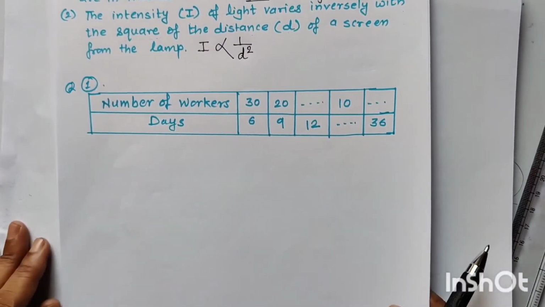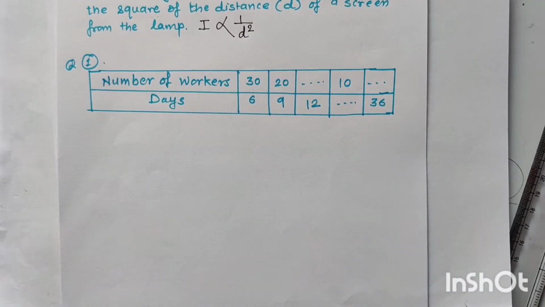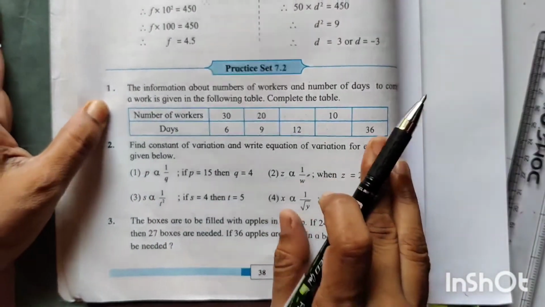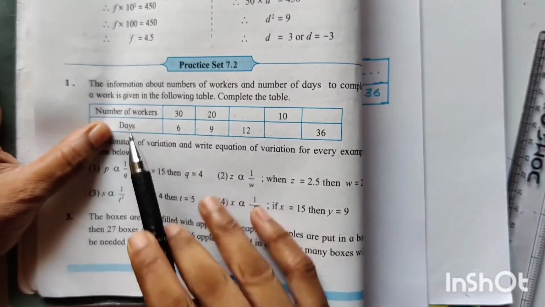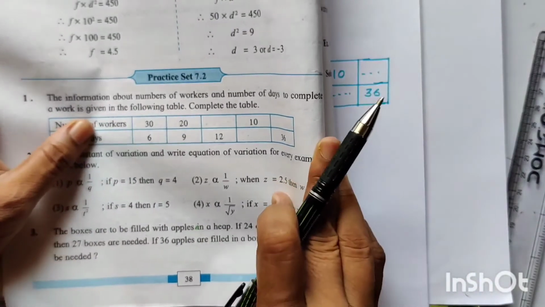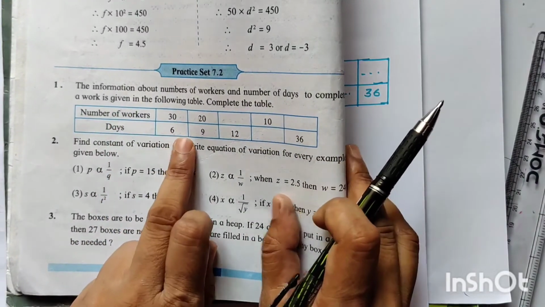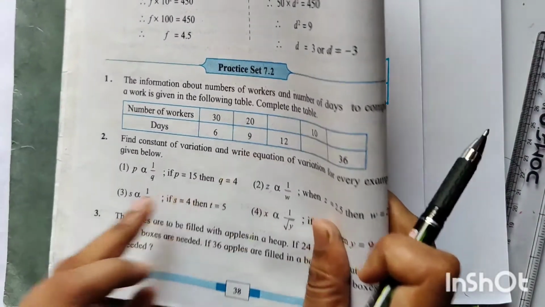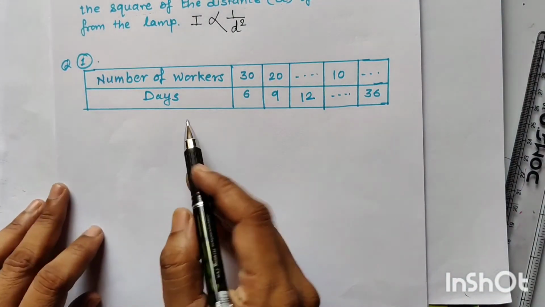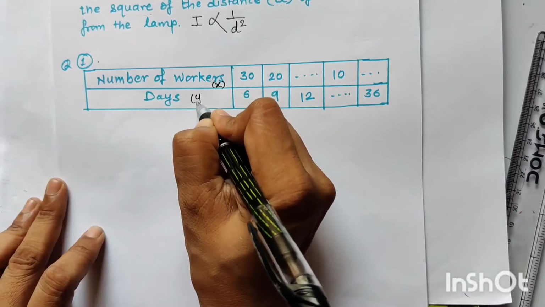Now let us see question number 1. What is question number 1? We have been given this chart, with the information about the number of workers and the number of days to complete the work. Complete the table. Okay, this is the number of workers and number of days to complete the work. So we have to see what type of variation is there. For number of workers we can take x. I will be writing x here. For number of days we can take y.